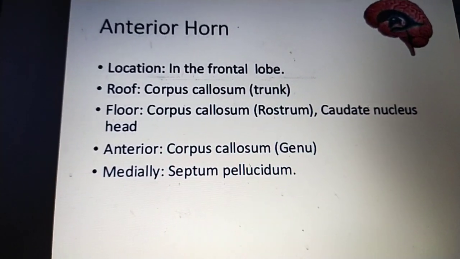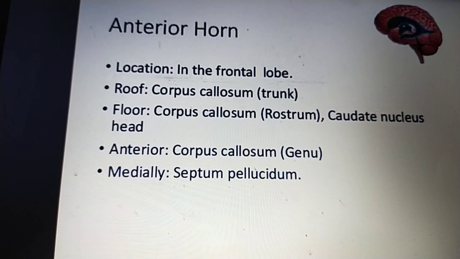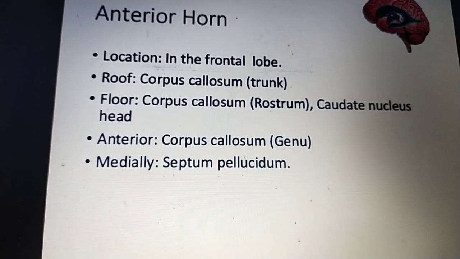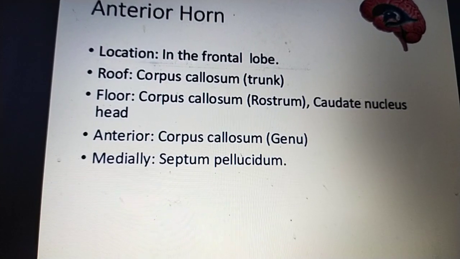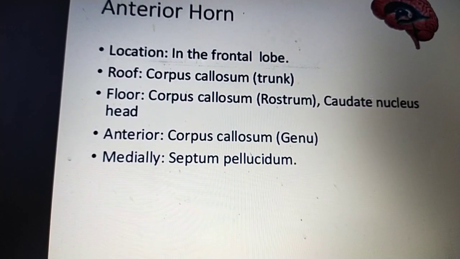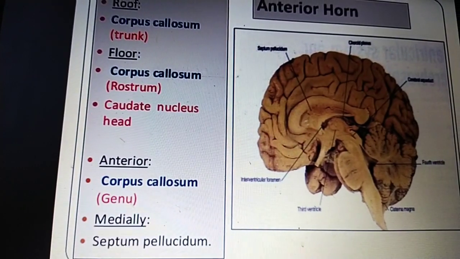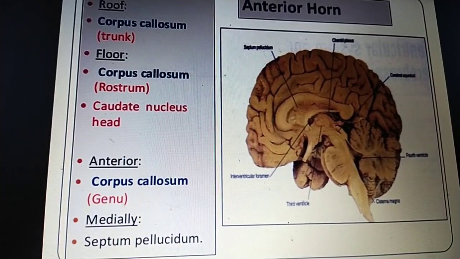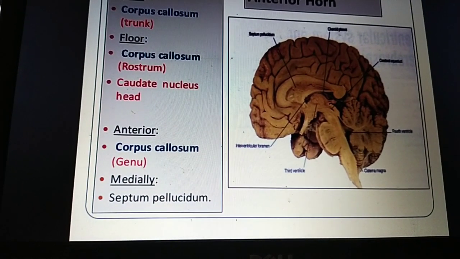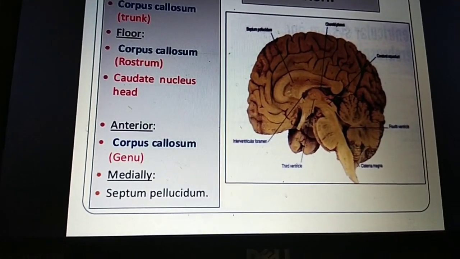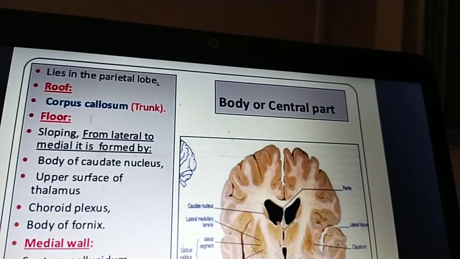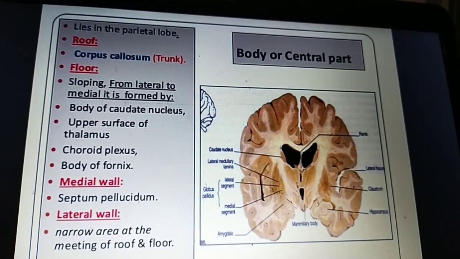Located in the frontal lobe. Roof is formed by the corpus callosum, floor by the corpus callosum, caudate nucleus, and head. Anterior by the corpus callosum, medially septum pellucidum. You can see the anterior horn in the frontal lobe: roof corpus callosum, floor caudate nucleus, anterior corpus callosum, medially septum pellucidum.